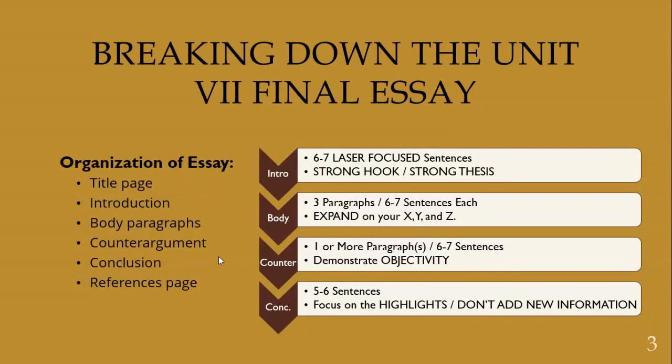Your counter argument, so that's one or more paragraphs, 6 to 7 sentences, and the goal is to demonstrate that objectivity, that objective lens that shows that you're unbiased and that you researched to find out and you didn't research to prove. And then your conclusion, 5 to 6 sentences. The key here is just talking about some highlights and not adding new information.